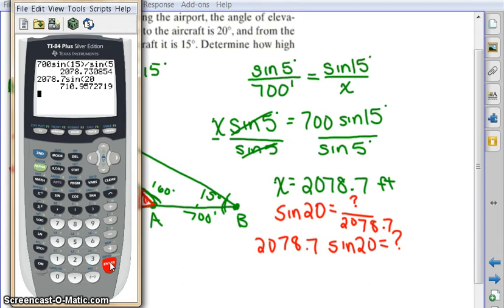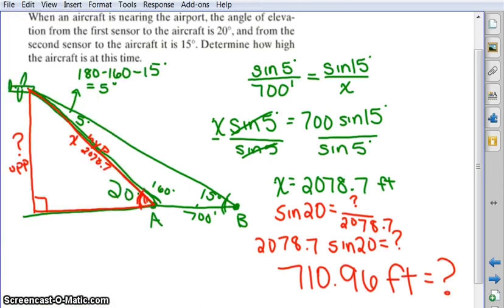There you go, 710.96 feet. Did it. So that airplane is 710, almost to 711 feet up off the ground.